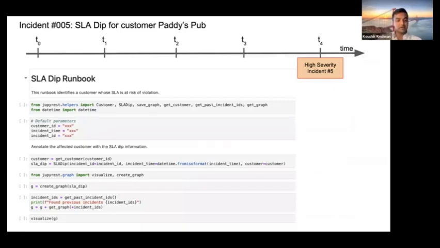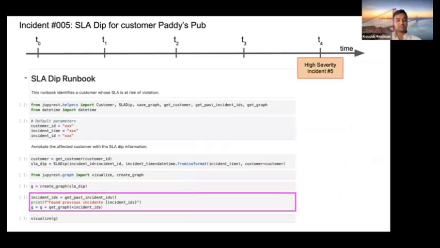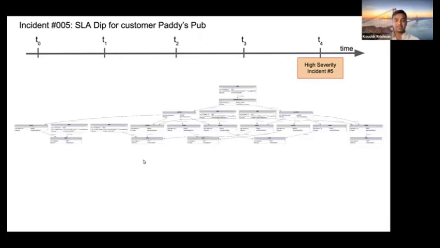But the one thing I want to point out that's different is this box here. What we're doing is we're getting the past incident IDs, be it like the last 1 hour or last 2 hours. We're getting all the previous incidents. We're reading the graphs generated by all those previous incidents, and we're concatenating them all to create a high level picture of, okay, what happened here? What happened in the last 30 minutes with this customer and all of its associated resources?